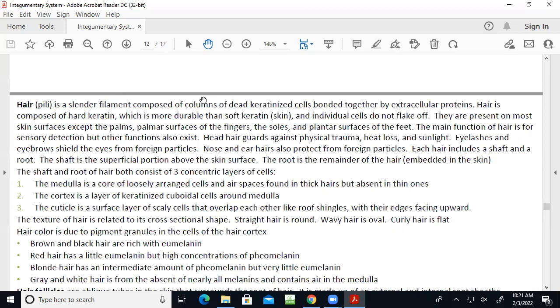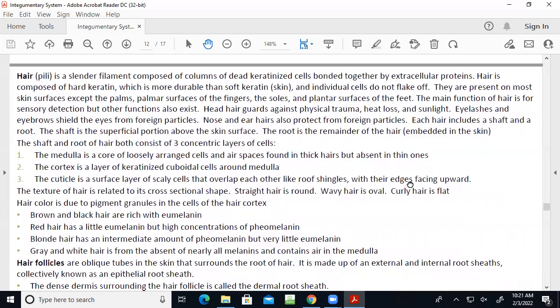It's a slender filament composed of columns of dead keratinized cells. So it's kind of like what we just talked about with the skin, in that there are these cells that have keratin and they're dead. They're bonded together by extracellular proteins. What's unique about your hair compared to your skin, it's actually made up of a harder form of keratin, more durable than the soft keratin that is found in your skin.